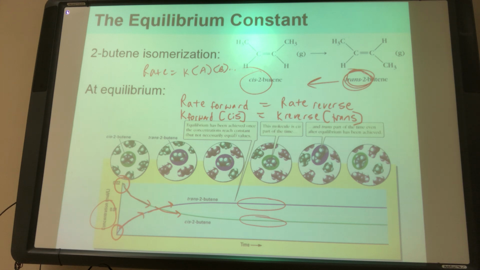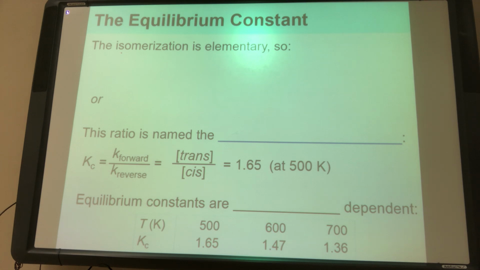So, we can use the stoichiometry, that it's a 1-to-1 ratio, and that's how we get the 1 here and the 1 here, because this is an elementary reaction. Okay? So the isomerization is elementary. So we said K forward times the cis is equal to K reverse times the trans. Well, let's rewrite this. Let's put my K's on the same side, so let's move this that way, and let's put my concentrations, move this over there.